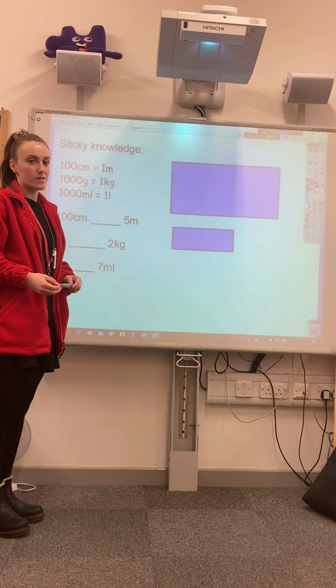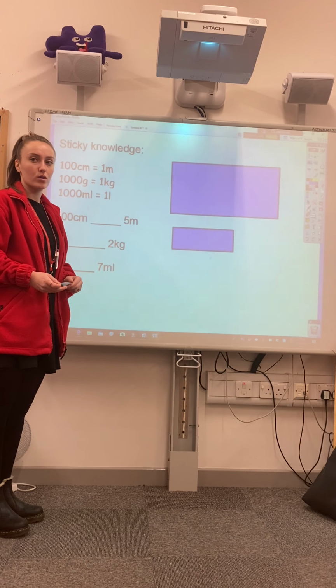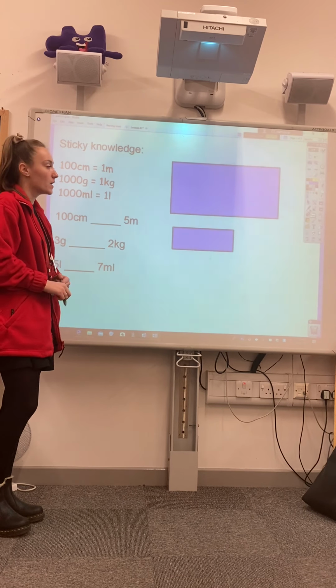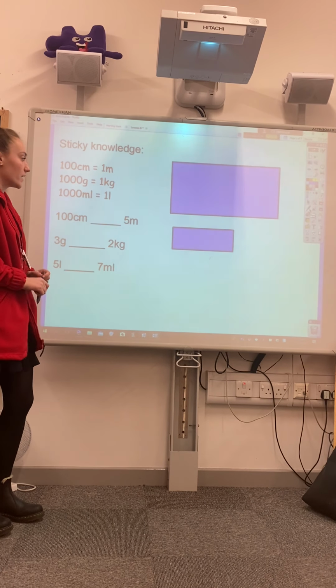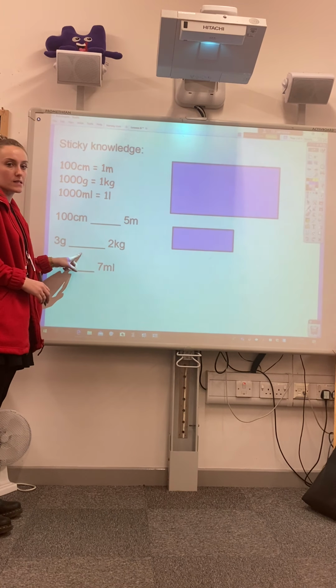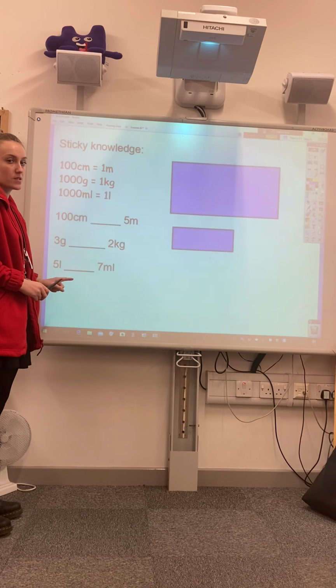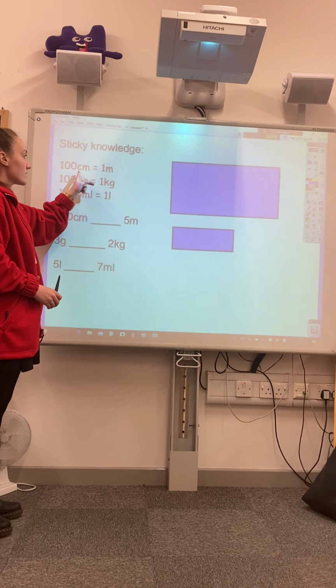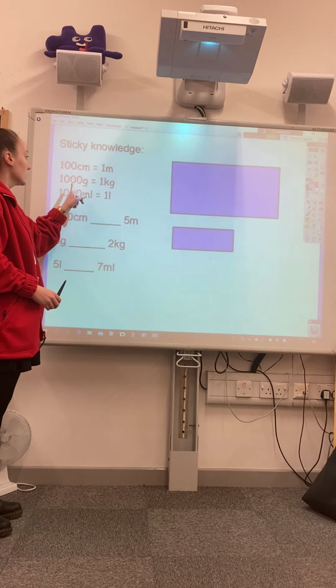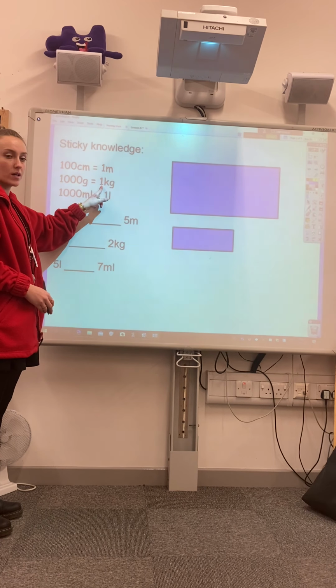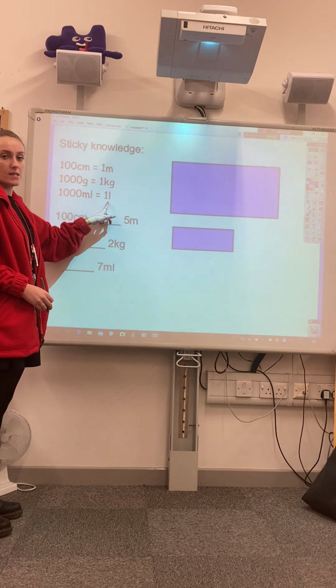You worked hard in yesterday's math lesson. I knew it was a really tricky one, but hopefully it will help you with today's lesson. So first we'll start with our sticky knowledge again, and you're going to use the greater than and less than sign to compare the following measurements. Now remember, 100 centimetres equals 1 metre, 1000 grams equals 1 kilogram, and 1000 millilitres equals 1 litre.